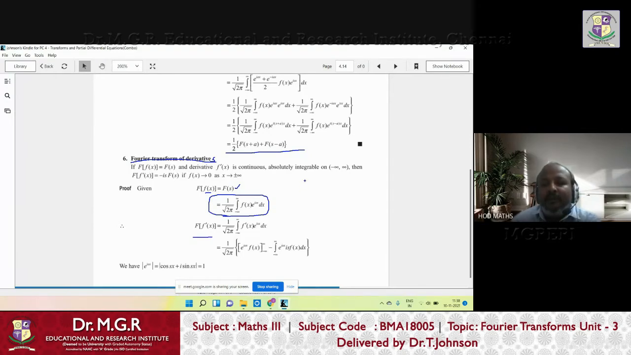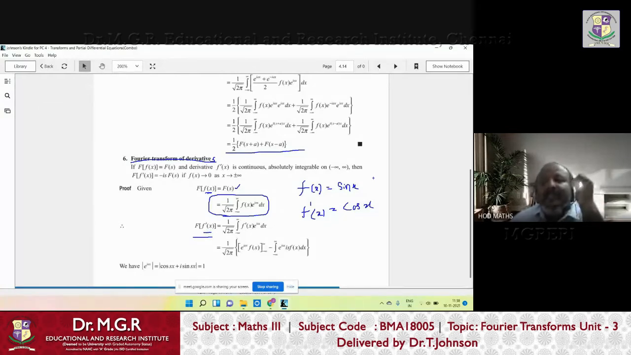For example, suppose you know the Fourier transform of f of x, and suppose f of x is sin x. So you know the Fourier transform of sin x. And if you want to know the Fourier transform of f dash of x, then if f of x is sin x, f dash of x will be cos x. That is also a function of x. So by just knowing the Fourier transform of sin x, how do we find the Fourier transform of cos x?